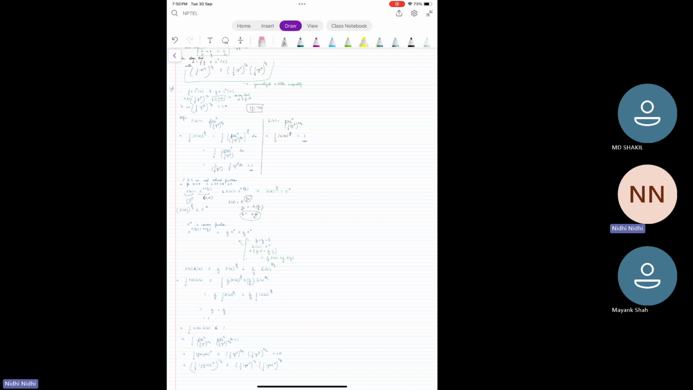There are some other ways of proving this. I think I have seen one more method, but this one seems very easy. Eventually, you just need to manipulate everything to get what we want. Okay, so I hope this is clear.